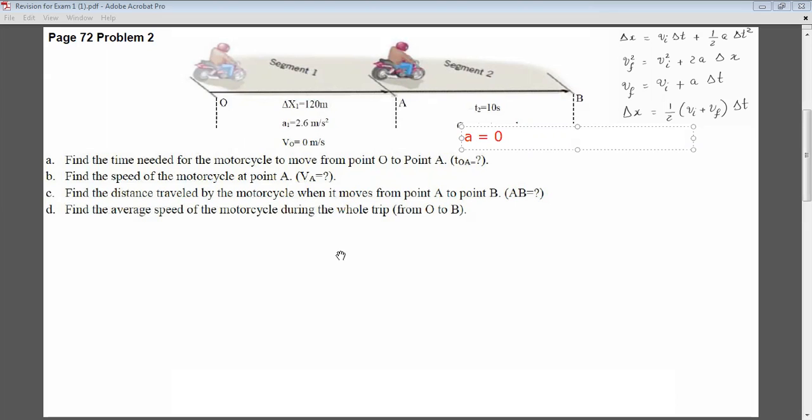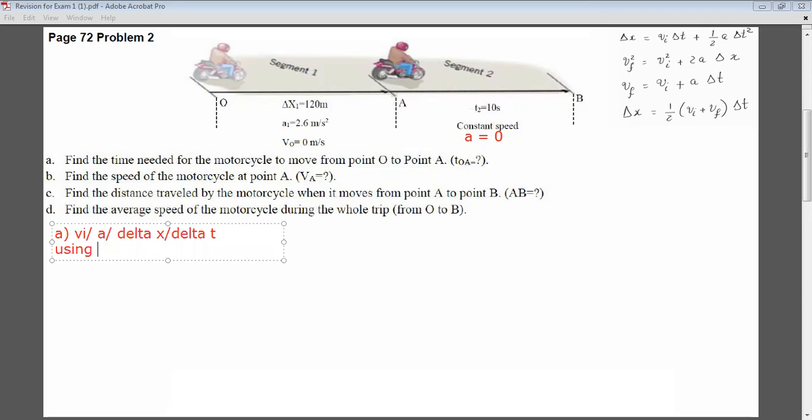Okay, so let's start. Part A. Find the time needed for the motorcycle to move from point O to point A. So what information do I have here? I have the initial, I have acceleration, I have delta x, and it's asking for delta t. Okay, so which equation among these four has all this information? The initial, acceleration, delta x, and delta t. This is equation number 1.